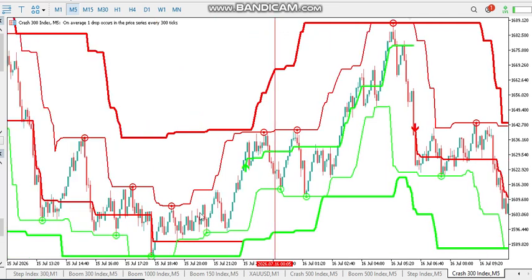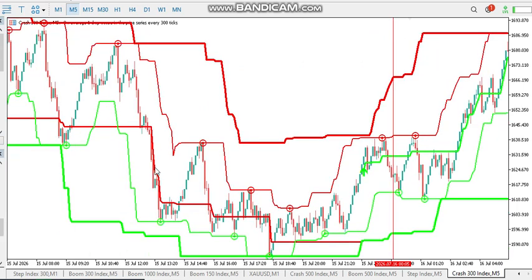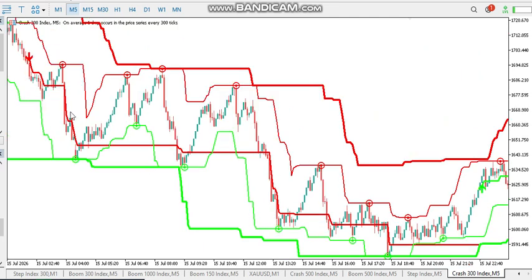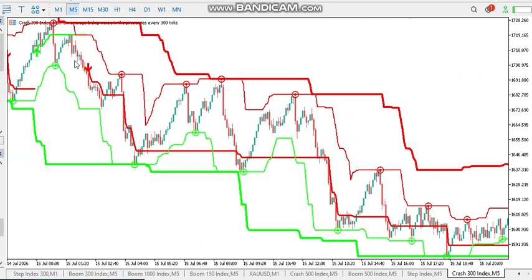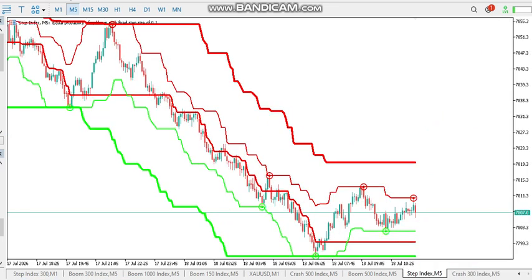The last one we have here is a downward signal, and we can see the downward signal started from this particular zone and it gives us a massive downtrend up to this particular moment. So this indicator really works perfectly, and it worked perfectly also on Boom 5 minute and Step Index 5 minute time frames.